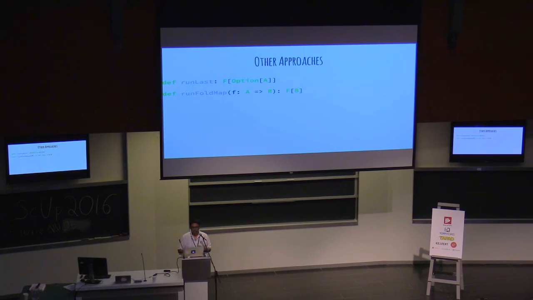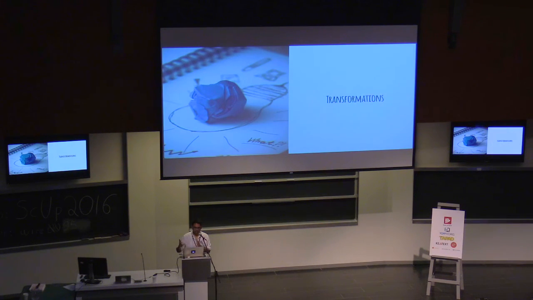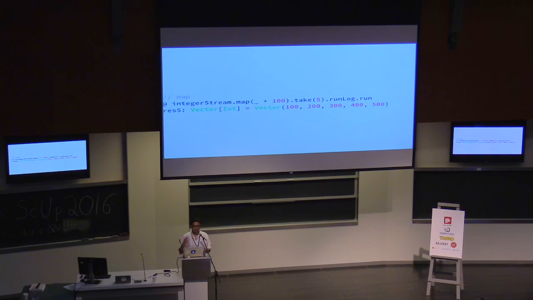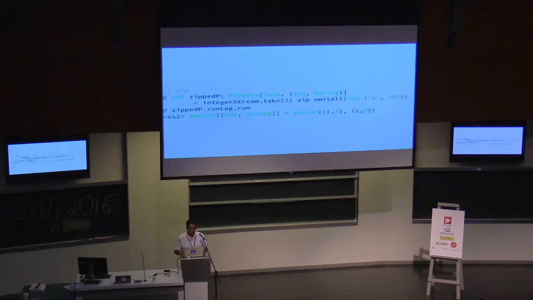So we have seen so far how you can build your process, small streams, and how you can run them. But we can do a lot of different kinds of transformation on the process. Since process is a monad, we can do map or flatMap there. We can also zip two processes together, and then you have a process of tuple int string there.